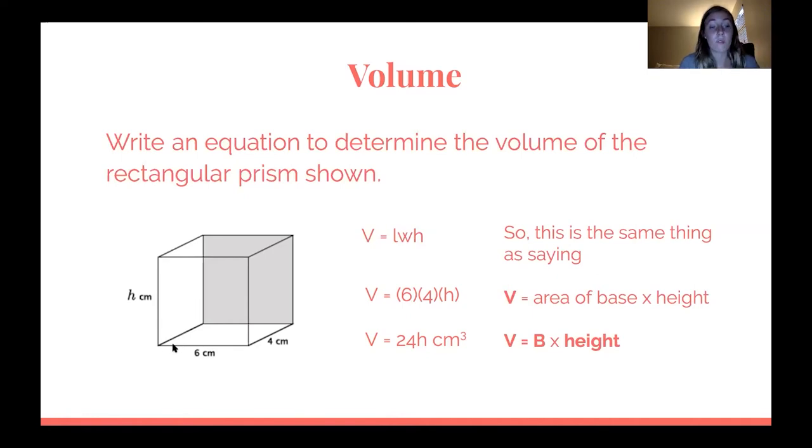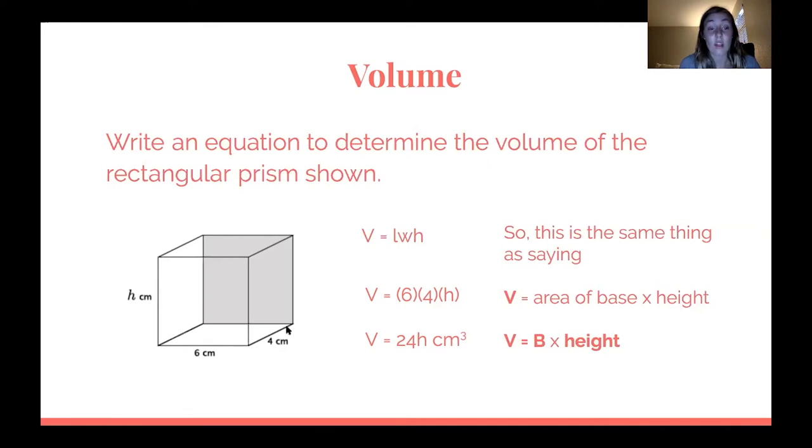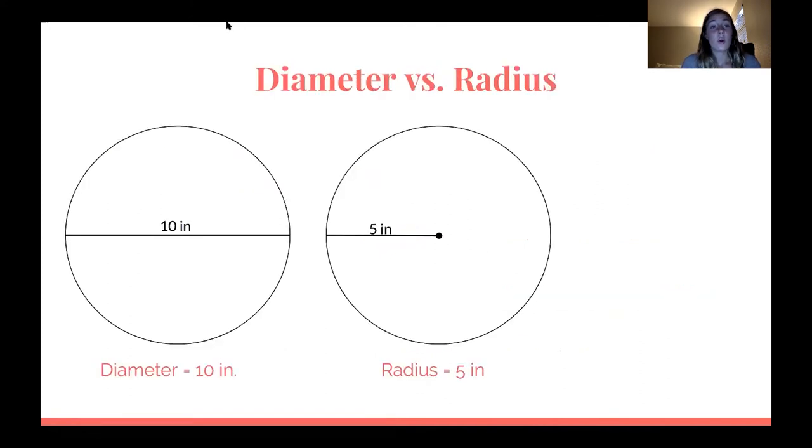But so we have our rectangular prism. We know we multiply our length and our width to get the area of the base, which is the rectangle. Well, then we have our area of the base, and now we multiply it by the height. So we could also say for a rectangular prism that volume equals the area of the base times the height. So we are going to be looking at cylinders throughout the rest of this lesson.